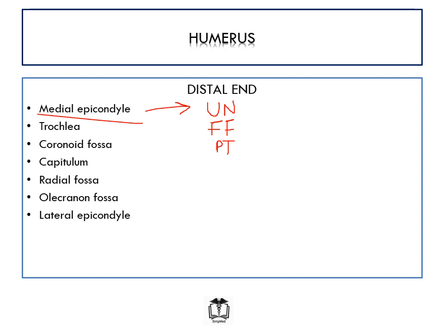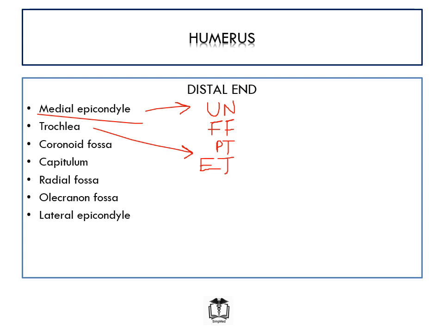distal end of the humerus that tends to be involved in the formation of the elbow joint. So it's one of the structures that will articulate with the bones of the forearm. The trochlea is particularly involved in articulating with the ulna of the forearm. So it articulates with the ulna to form the elbow joint. Then we have the coronoid fossa.